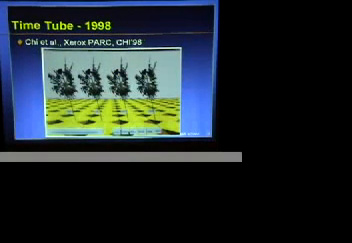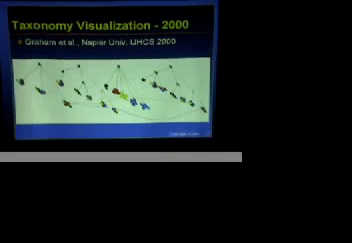So TimeTube was an example of trying to see changes of a hierarchy over time. This is looking at using the disk trees that I showed you earlier, except laying them side by side and rotated, supposedly allowing you to spot the differences very easily. I personally find it hard to see the differences looking at it. But their claim is that this is a good way of doing this.